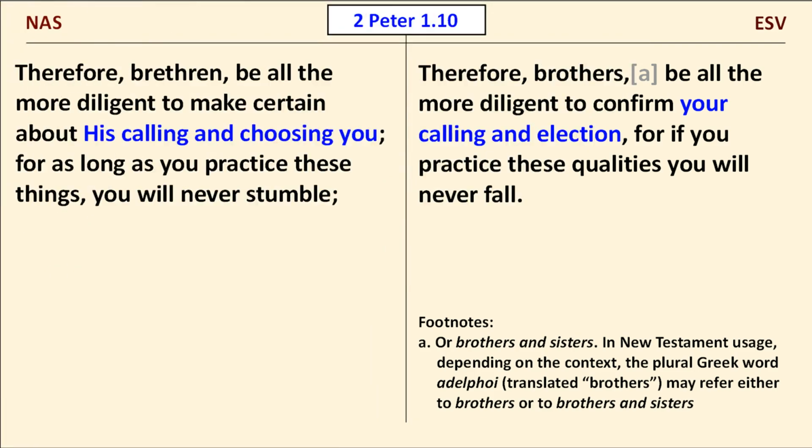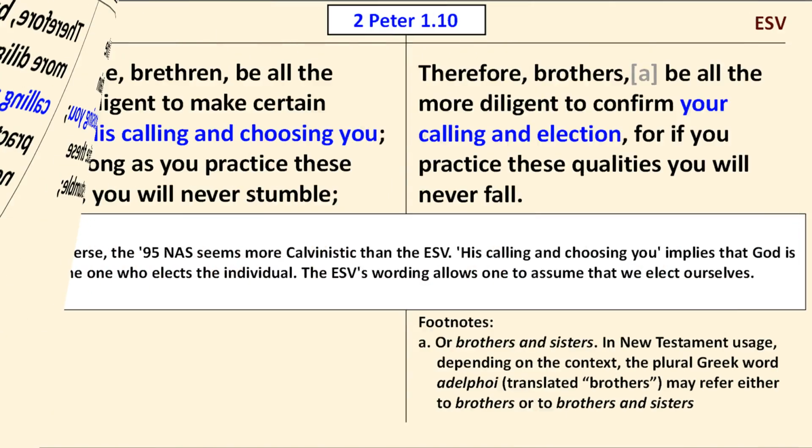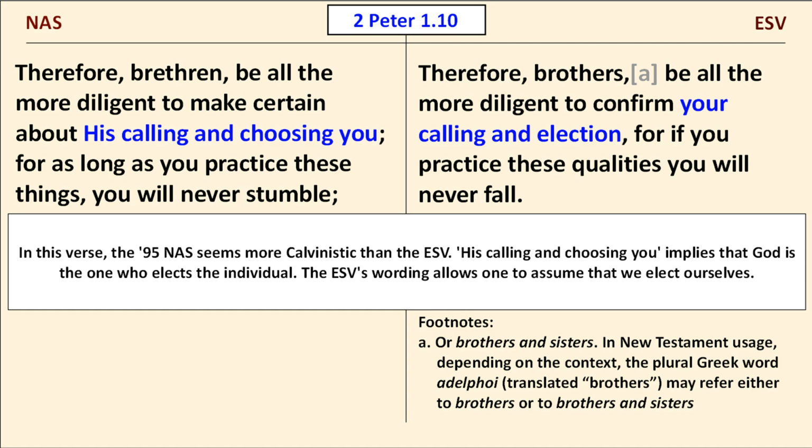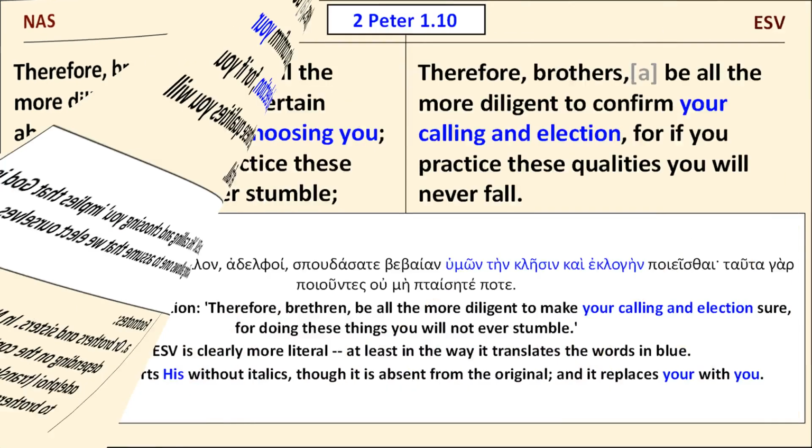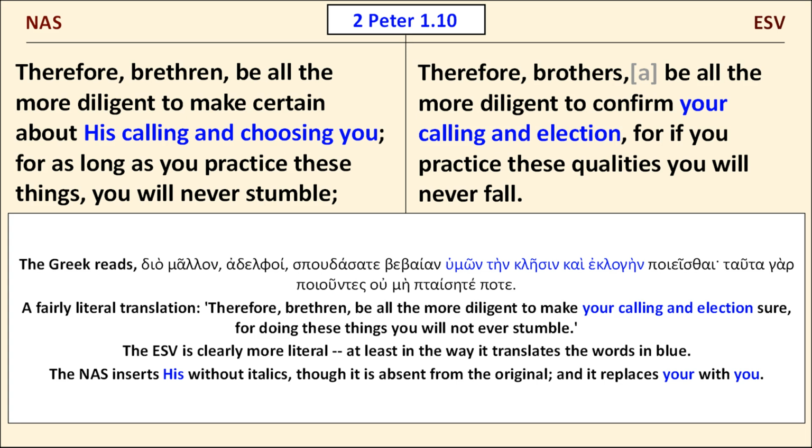In the next example, taken from 2 Peter chapter 1, verse 10, the ESV is more literal. First, notice that in this verse, the NAS seems more Calvinistic than the ESV. "His calling and choosing you" implies that God is the one who elects the individual. The ESV's wording, taken in isolation, allows one to assume that we elect ourselves. The Greek reads as shown on the chart and may be translated literally as, "Therefore, brethren, be all the more diligent to make your calling and election sure. For doing these things you will not ever stumble."